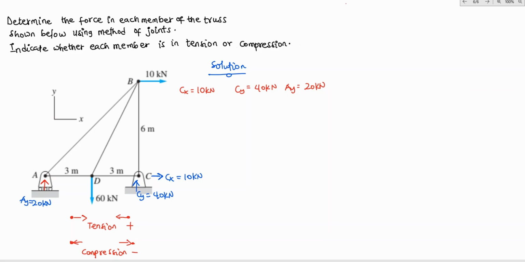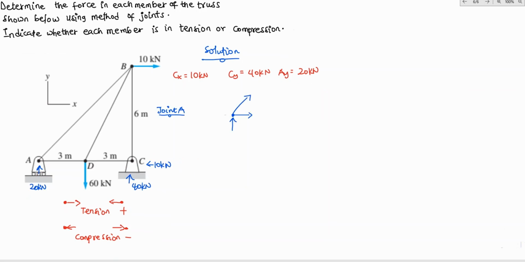So in this case, if I consider joint C, we are going to have two unknowns there, and if I consider joint A also, we are going to have two unknowns there. But if I consider joint D, we are going to have three unknowns there, so you can't consider joint D. Joint B also, if you consider joint B, you're going to have three unknowns there. So you have actually joint A or joint C to start with. So I'll start with joint A. So let's look at what that is going to be.